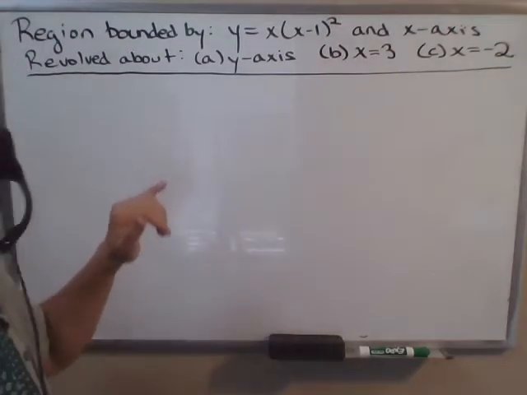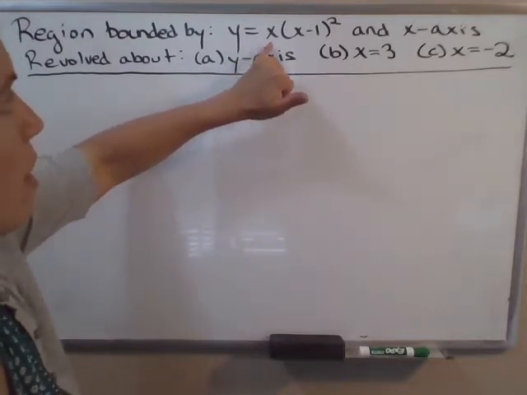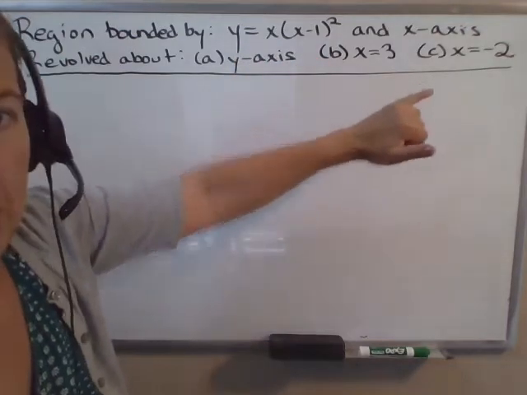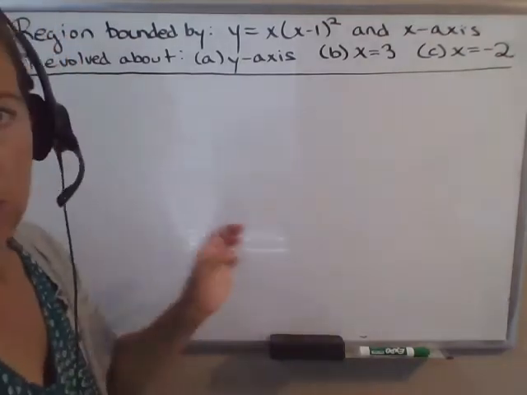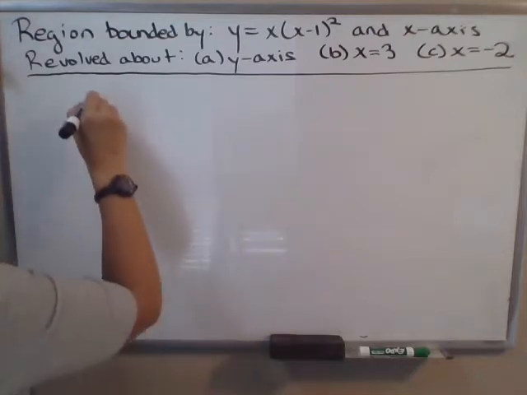In this video, we are going to consider the region bounded by the graph of y equals x times (x minus 1) squared and the x-axis. And we're going to revolve that region about a few different axes. But let me start by drawing the graph of that region.